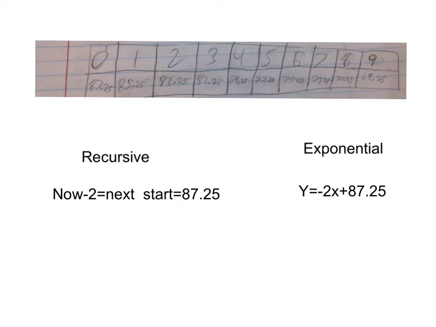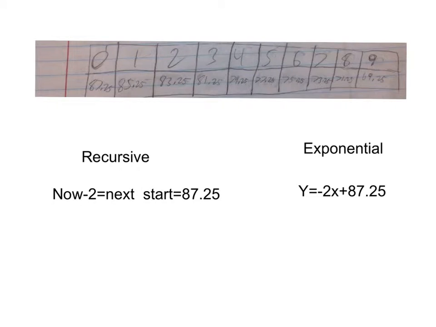Joey decides to spend his allowance money. He spends $2 a week on songs. He starts with $87.25 from his savings, and he isn't gaining any more money. The recursive rule shows that every week he has $2 less than the last week because he's buying music.